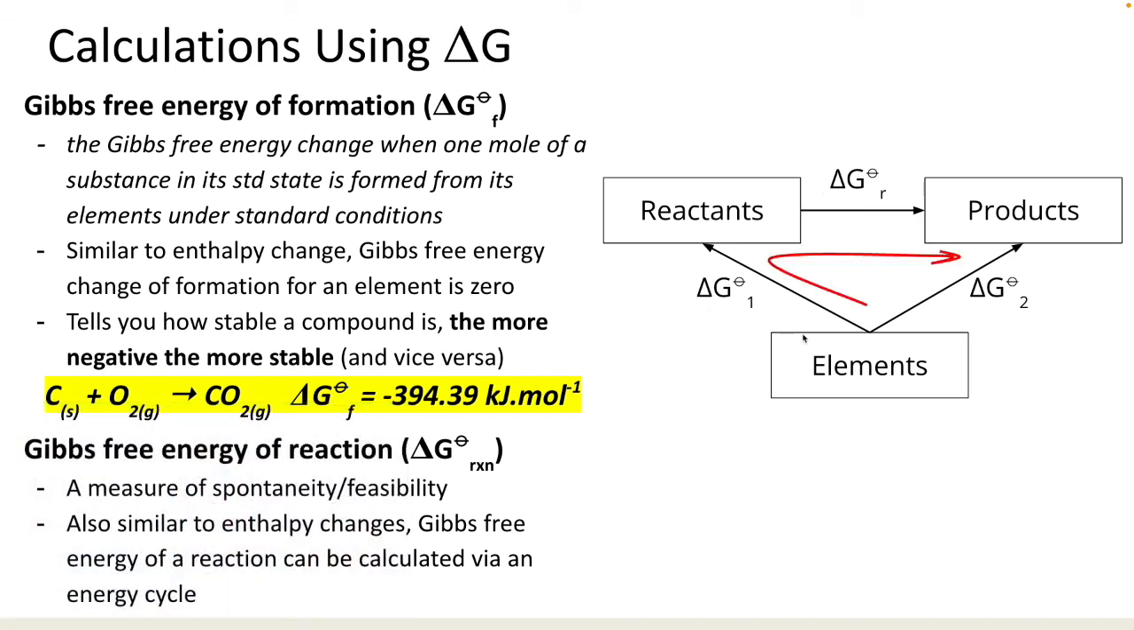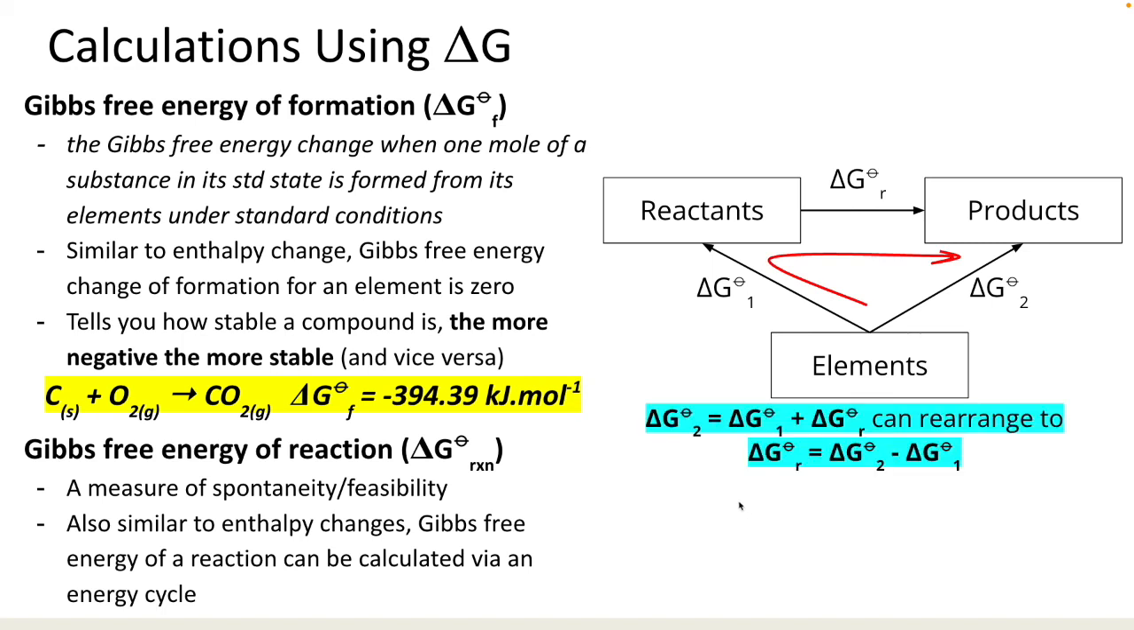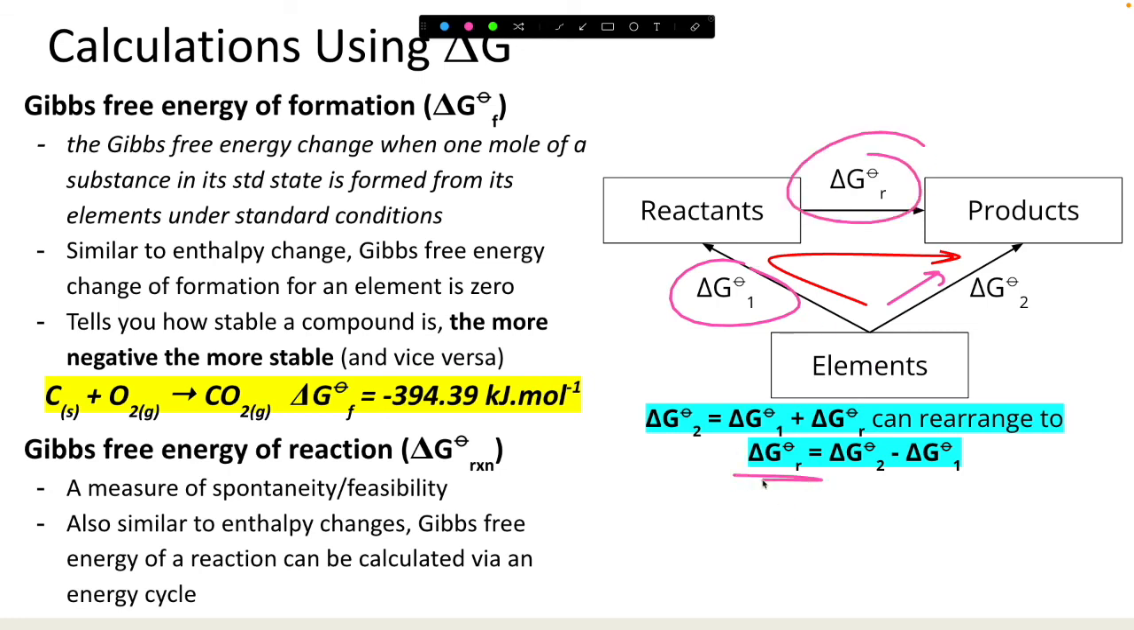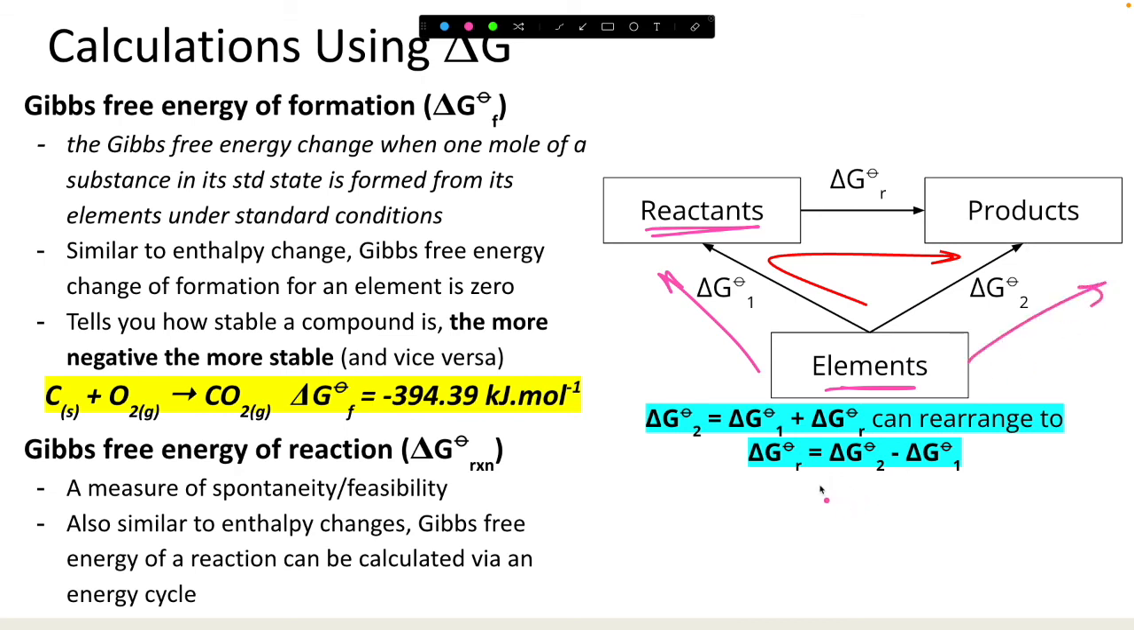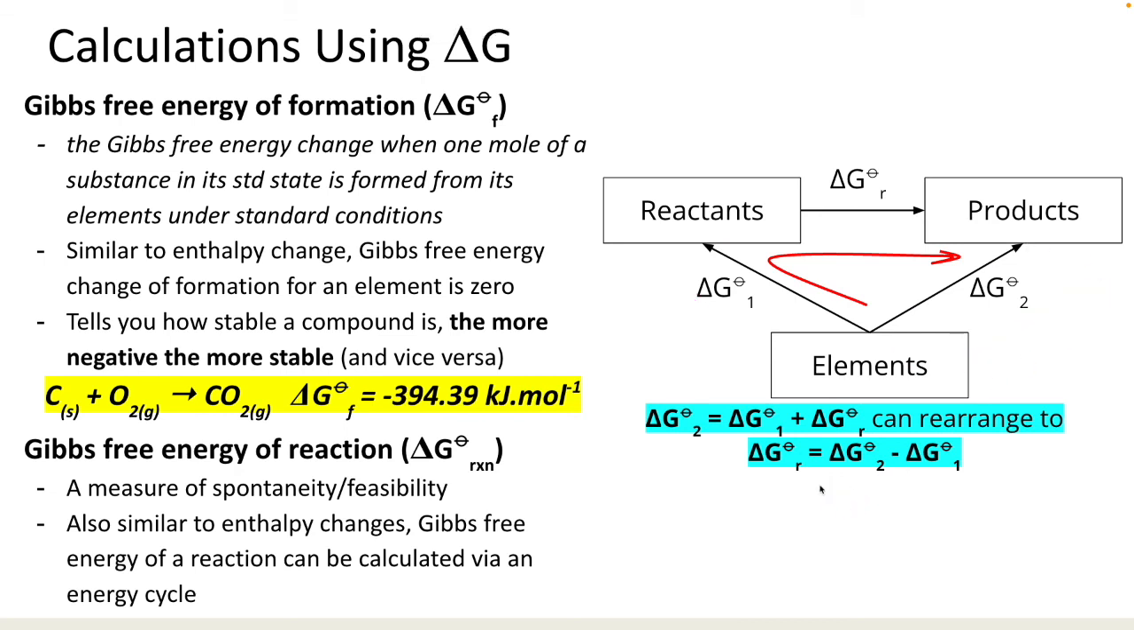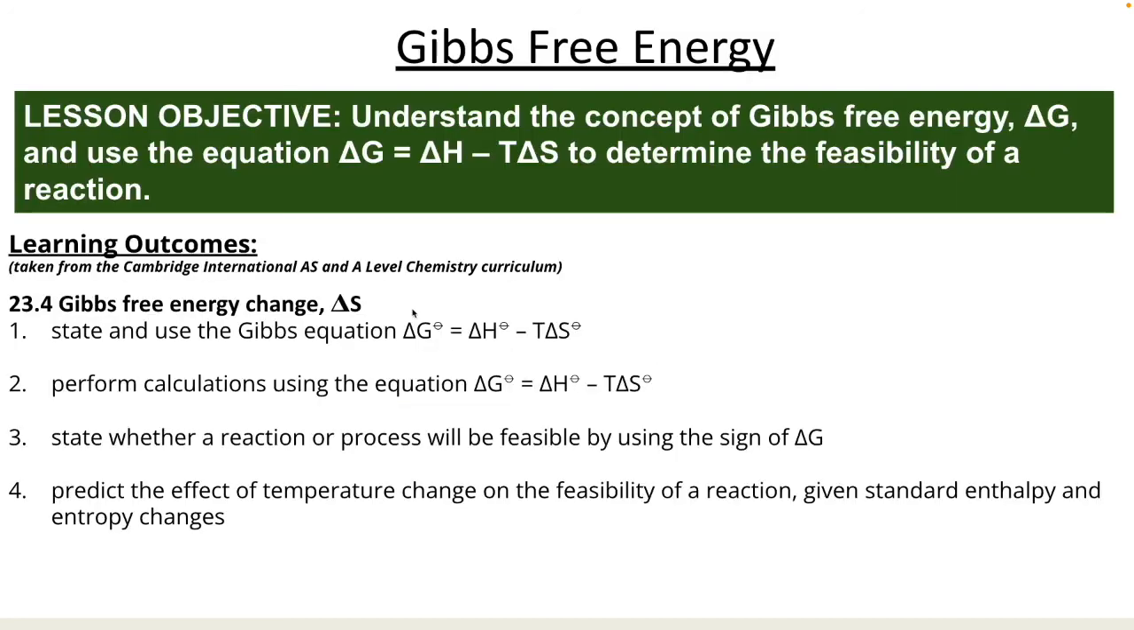So you find your indirect route, you find your direct route, and if we say that delta G2 going this way is equal to that plus that, we can rearrange that to get the delta G of the reaction. And if we know both these delta G of formations, to go from the elements to our reactants, delta G of formation that way, elements to the products, delta G of formation that way, we can use Hess's law to calculate delta G of reaction using the energy cycle.